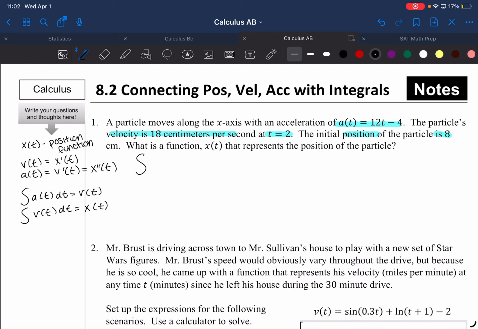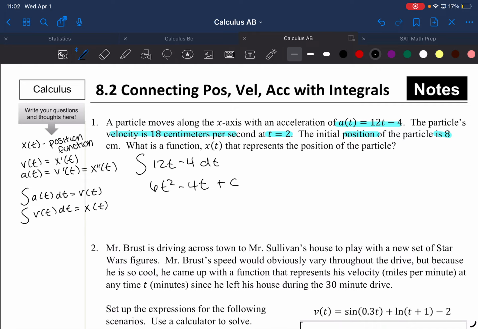So, the integral of 12t minus 4 dt. Remember, when integrating, we add 1 to the exponent and divide by that exponent. So this is 12t squared divided by 2, which is 6t squared, and then minus 4 becomes minus 4t, plus c. We don't have bounds on our integral, so we have to represent some constant c.